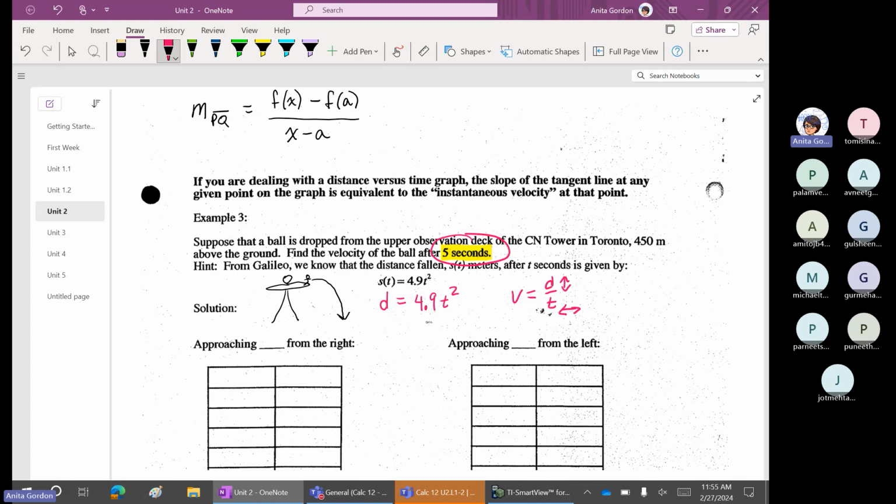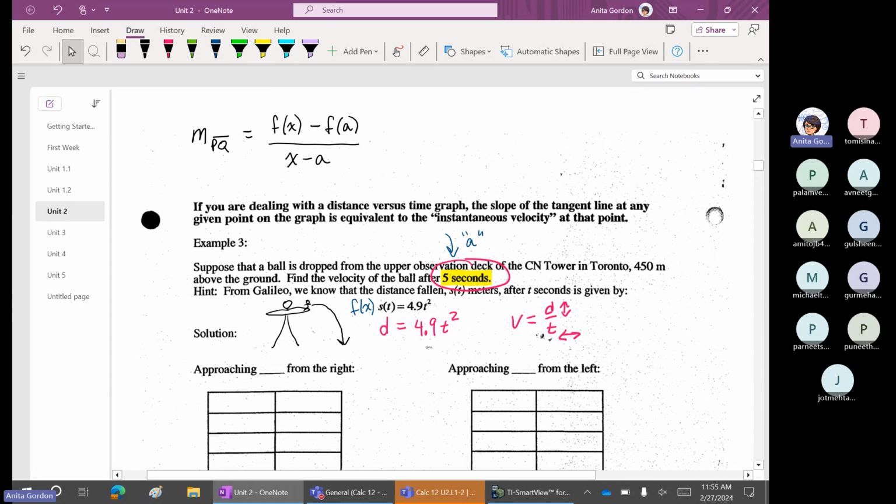So what we're going to do is 5 is my key point. That is my a value. Okay, and this is my f of x. Remember, f is a letter, x is a letter. We can put whatever letters we want. We can call things different things. We don't want to get hung up on the f of x, and then we see an s and then we're like, oh no, I don't know what I'm doing. It's the same thing.